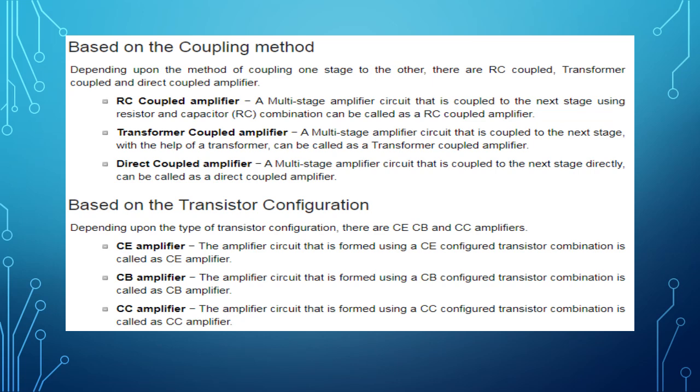In a transformer coupled amplifier, the output of one stage is coupled to the next stage with the help of a transformer. Whereas in the direct coupled amplifier, the next stage is directly connected without using any RC combination elements or transformer elements. These three amplifiers are examples of multi-stage amplifiers. Next classification, we will see, is based on transistor configuration.